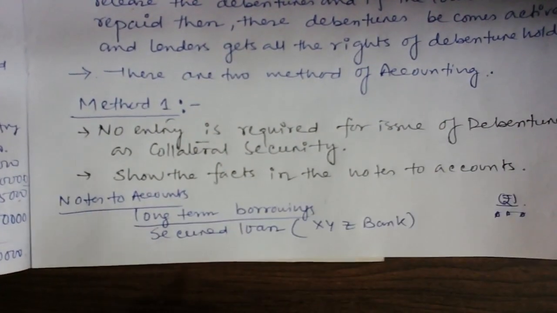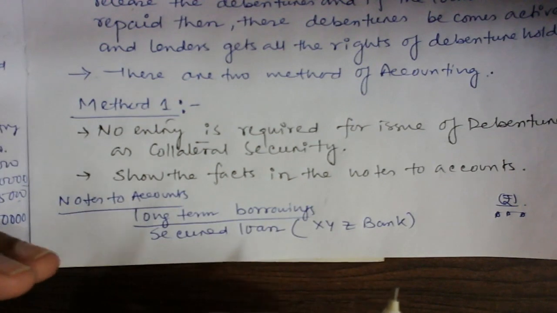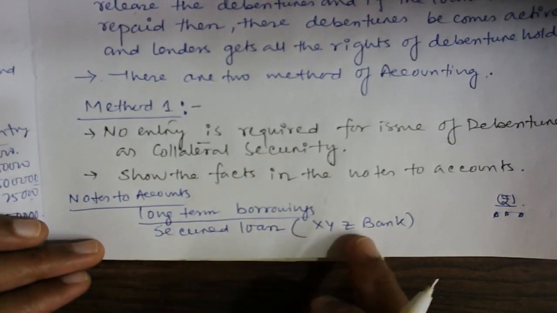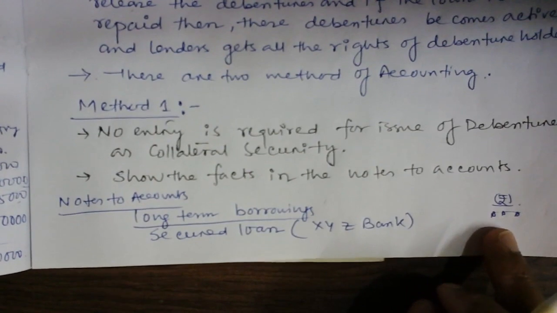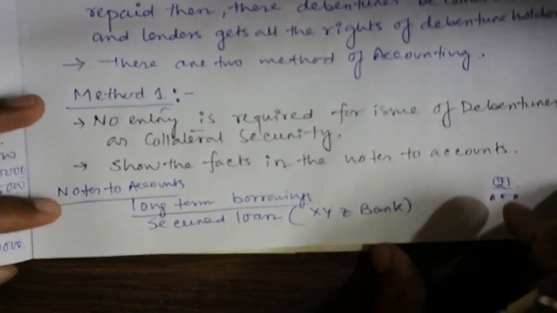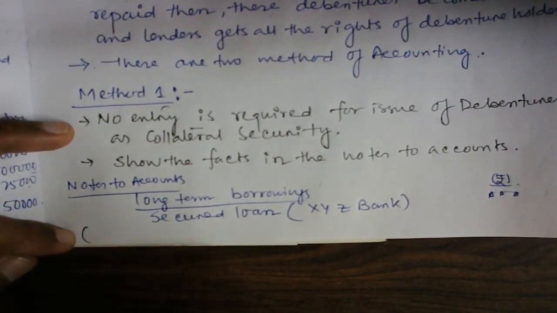Just think, I am preparing the balance sheet. Just imagine in your mind, close your eyes and imagine that I am preparing the balance sheet. Under the head non-current liabilities, there is one subhead called long-term borrowings. Under the long-term borrowings, I am going to show secured loan XYZ bank, the amount of the loan. Here you can write the amount of the loan, and you can put it in a bracket with respect to the loan.